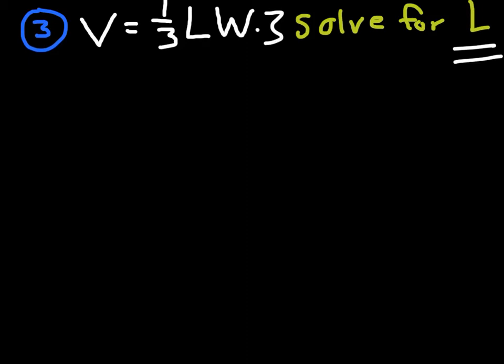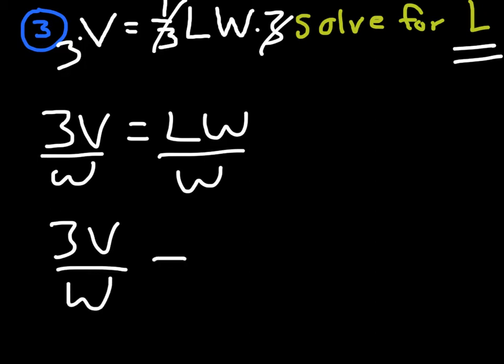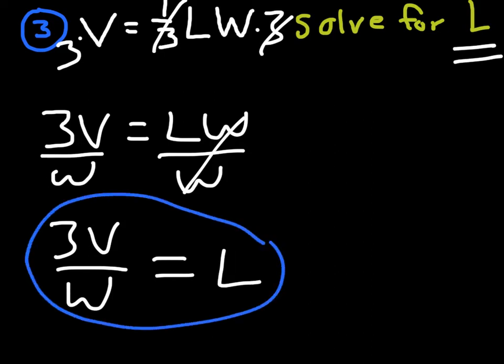So we need to multiply by 3 on both sides to get rid of our 1/3. So we'll have 3V on our left side, and our 1/3 and our 3 will cancel, and we're left with L times W on our right side. And to get our L by itself, since it's being multiplied by W, we need to divide by W on both sides here. And we're just left with 3V over W equals, well, our W is canceled, so we just have L left, and that's exactly what we want, and that is our answer.